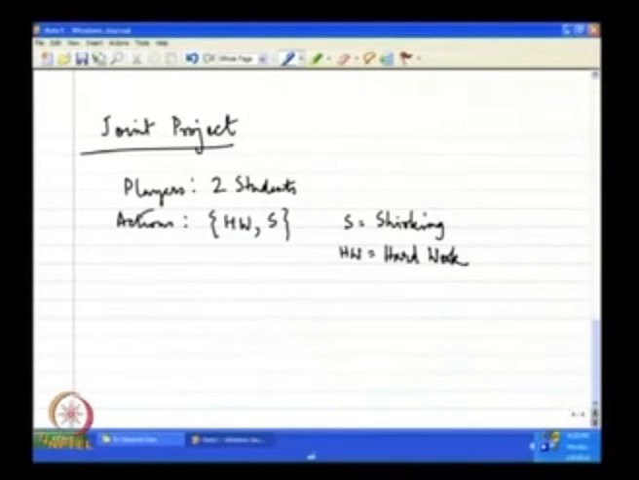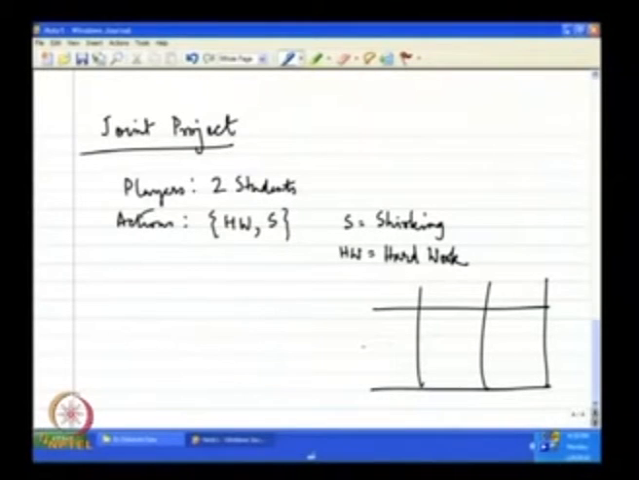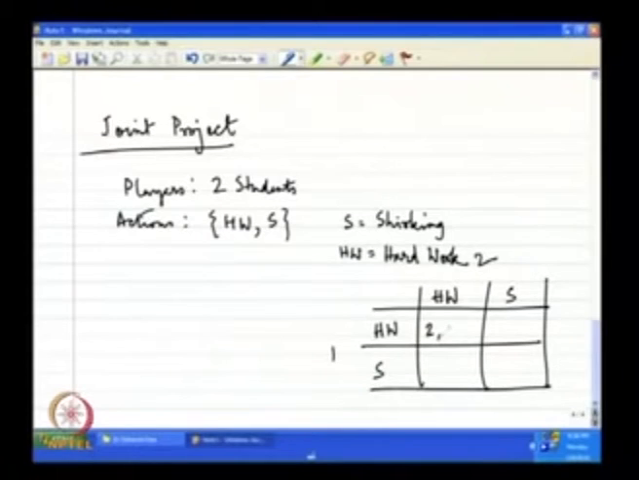Well, it so happens that if both of them work hard, then the project quality is very good. That is a situation which both of them will like, compared to the case where both of them are shirking. If both of them do not work, obviously the project quality will be very poor. So, I can write 2 here and 1 here, 2 is greater than 1. Each of them will prefer a situation where both of them are working hard to a situation where both of them are shirking. What happens in the other 2 cases?